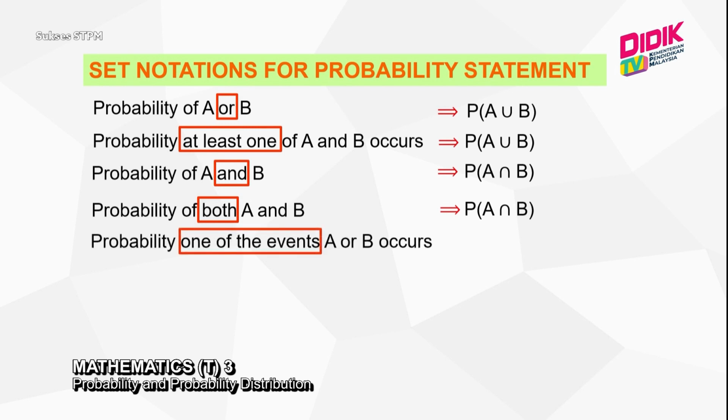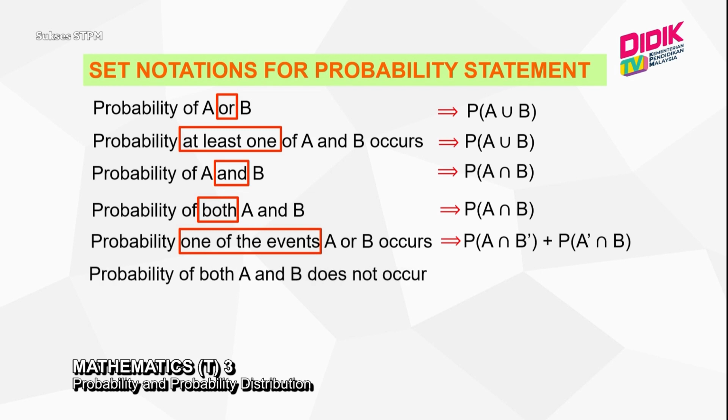Next, one of the events. The key point here is one of the events. That means only A occurs or only B occurs. Which can be shown by using the formula P(A intersect B prime) plus P(A prime intersect B). Next one is probability both A and B do not occur.